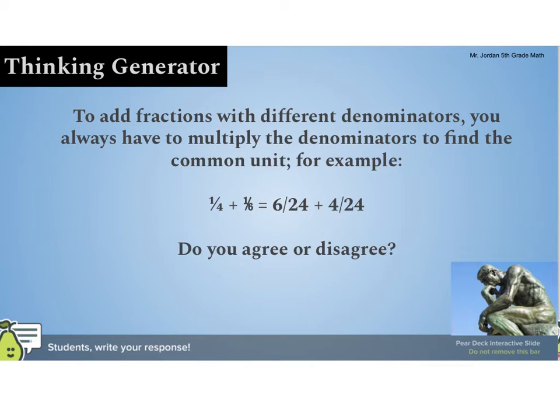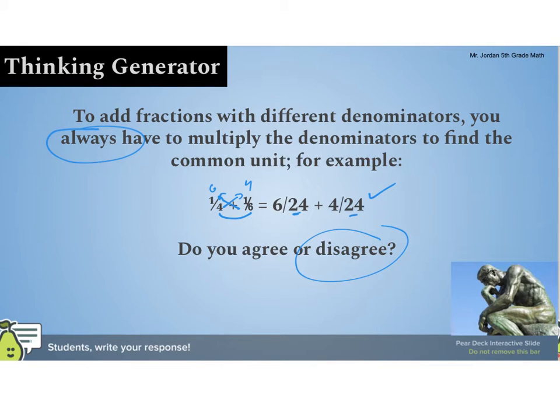Now this is what we did in class. So your first impression might be to say, oh yes, 4 times 6 is 24. And then you multiply the 6 times 1, which gives you 6, and 4 times 1 gives 4. So this equation is correct. But the question says, do you always have to multiply the denominators? Do you always have to?